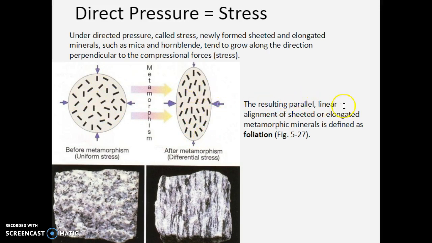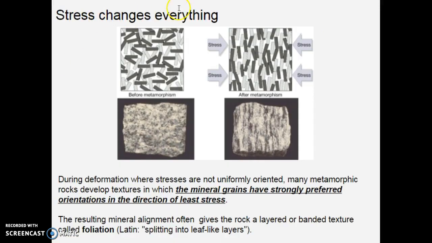The resulting parallel linear alignment of sheeted or elongated minerals is defined as foliation. So here would be a granite, and here would be the gneiss with the alternating light and dark bands of minerals. We see the light ones, they align themselves to the least amount of stress. And we can see that again here. Stress changes everything. Before metamorphism, they're kind of randomly distributed. After stress, they elongate. They align themselves very simply in their preferred orientation.